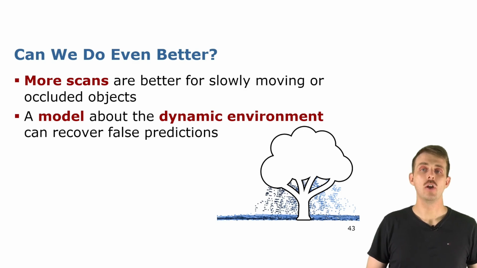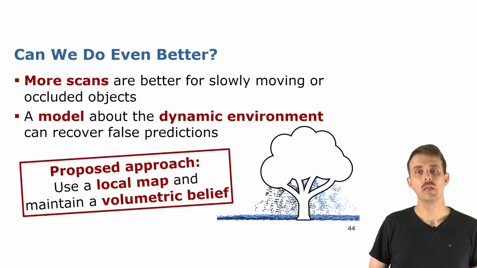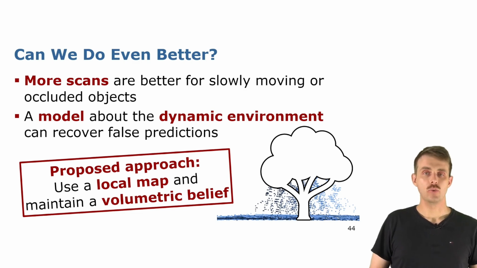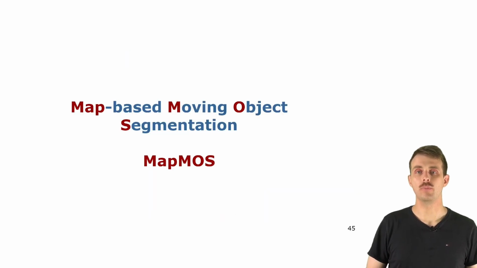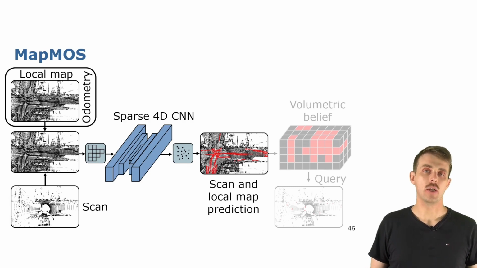This is the second drawback that we can improve, and that is why the next approach I will present does not use the sequence of scans, but a local map. This local map contains all past information that we have about an environment, about previous measurements. At the same time, we maintain a volumetric belief that tells us where we have seen moving objects before already. This approach is called MapMOS, and this is the overall architecture.